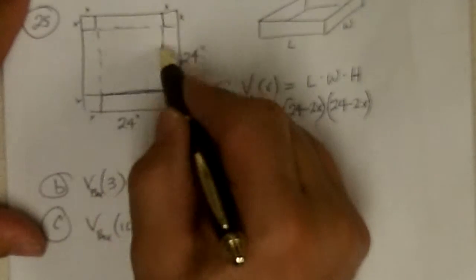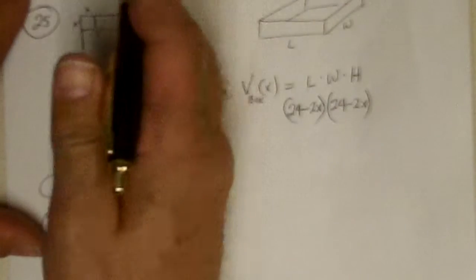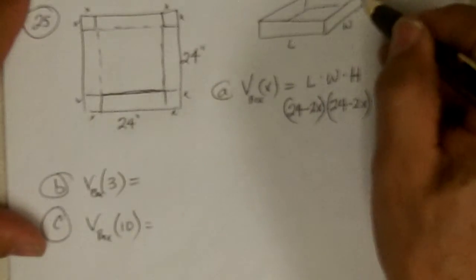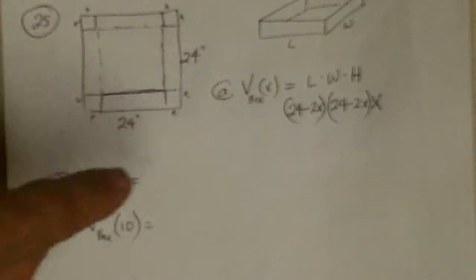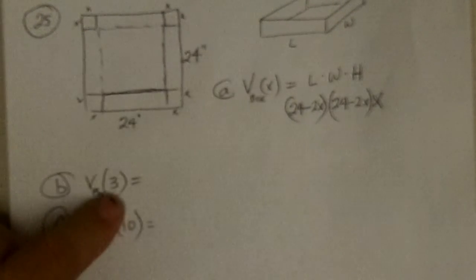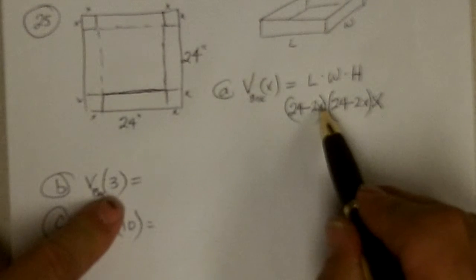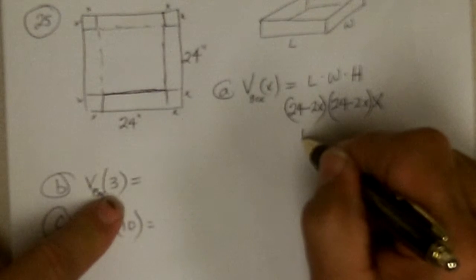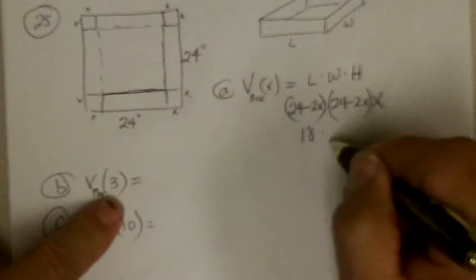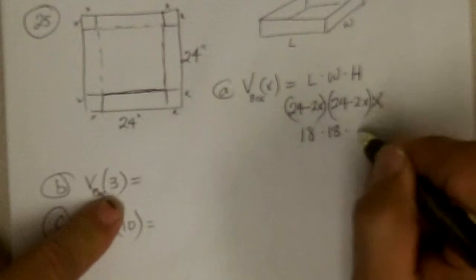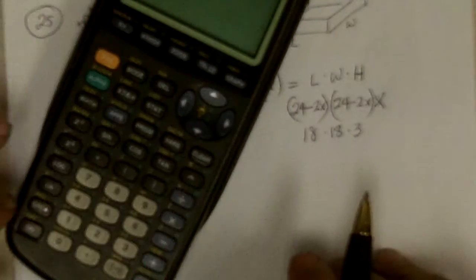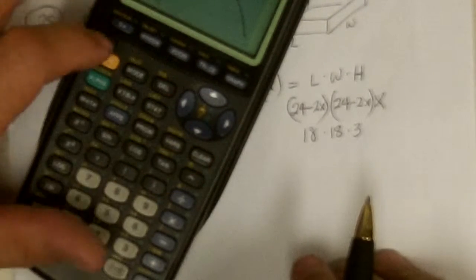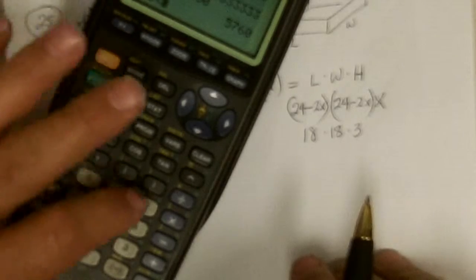Well, it's not either of those. When I fold this up, this becomes how high it is. So the height is just x. And that's going to be the formula for the volume of the box. And then it says figure out the volume when you've got 3. 3 times 2 is 6. 24 minus 6 is 18. Yes, 18 times 3 is 18 squared times 3.